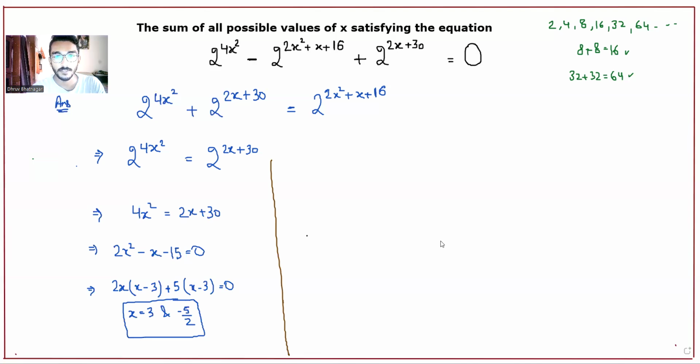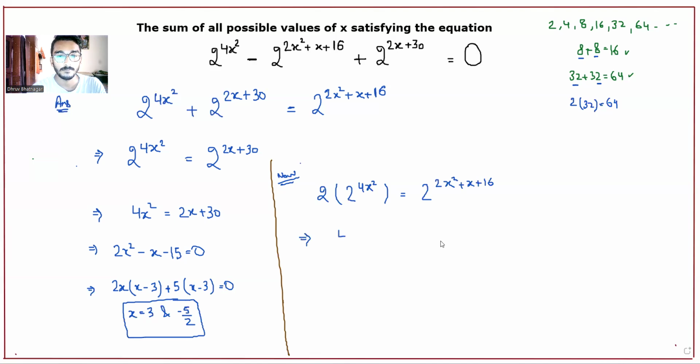Now, what I can observe here is 8 plus 8 is 16. 32 plus 32 is 64. That means twice of 32 is 64. Similarly, I will do twice of what? Twice of 2 raised to the power 4x square. It should be equal to the right hand side, that is 2x square plus x plus 16.